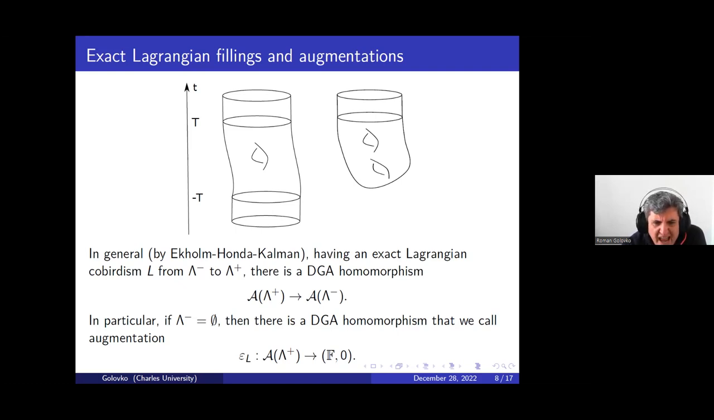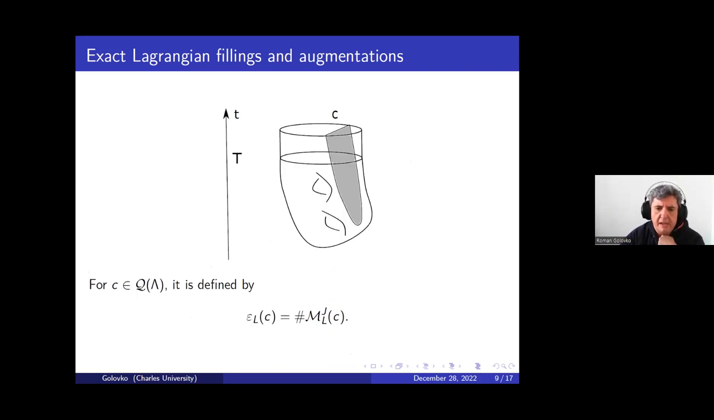Okay, so this is the so-called augmentation. Typically, augmentations help to linearize. They are usually used in order to linearize Chekanov-Eliashberg algebras. And this map epsilon, at least in the case of a filling, can be described once again as a count of holomorphic disks with only one puncture with a boundary on such a filling, as you can see on the picture.